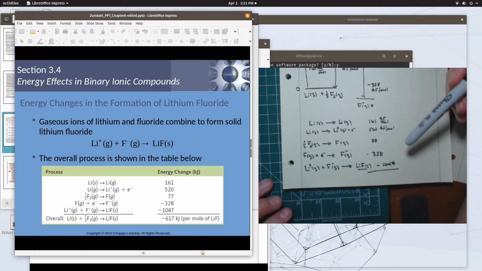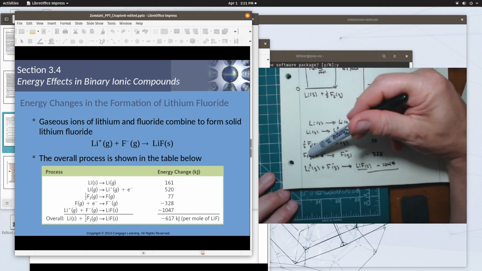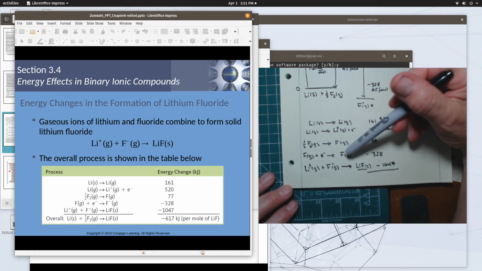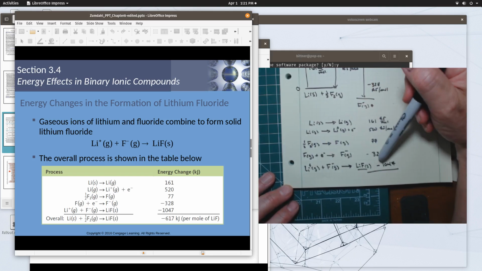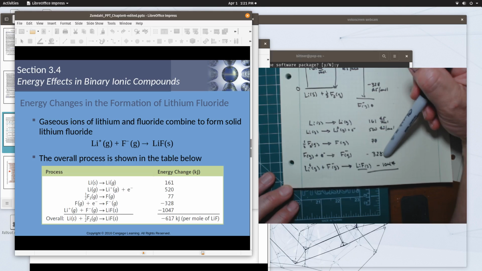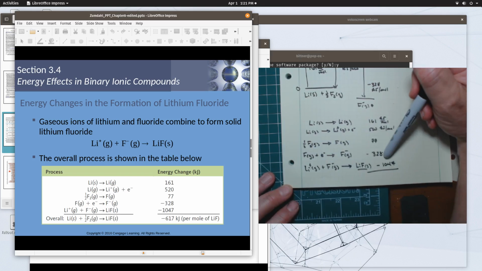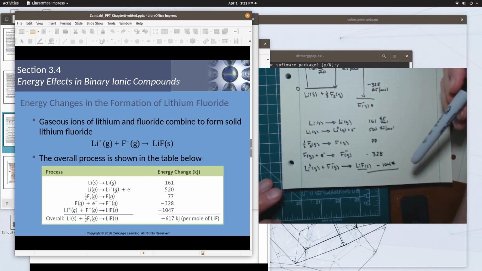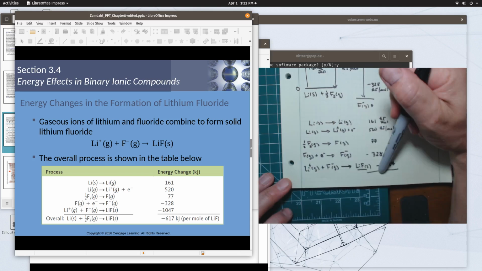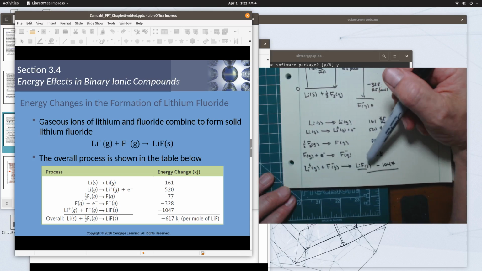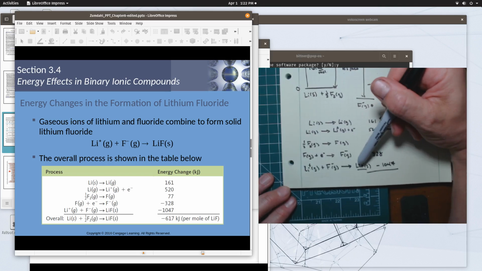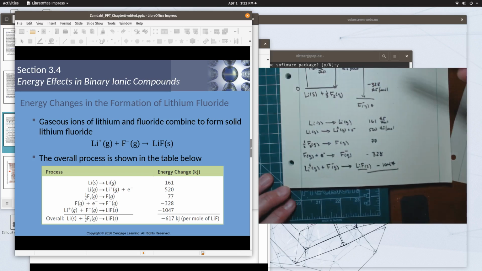Well, it's that much. This is the electron affinity of fluorine. It liberates 328 kilojoules every time a fluorine gas picks up an electron. It goes down in energy by 328 kilojoules. This is the energy of formation of lithium fluoride solid from the gas phase.